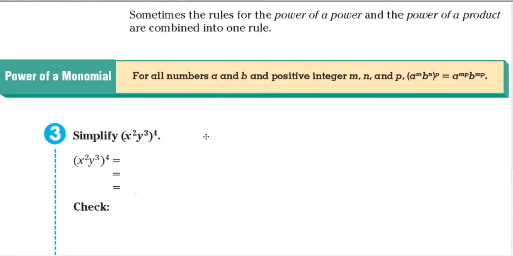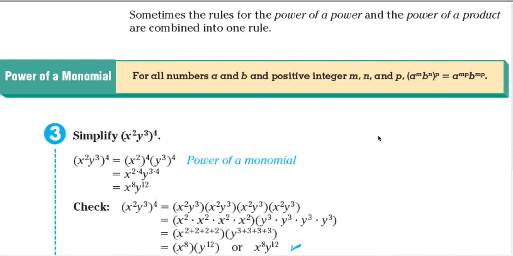Let's take a look at how this works in this example. Let's simplify x squared y cubed, all raised to the fourth. Following this rule, we need to multiply 2 times 4, and then we need to multiply 3 times 4. So you now have x squared raised to the fourth, y cubed raised to the fourth. Again, power of a monomial, the last rule that we had. We simply multiply those two exponents, 2 times 4, 3 times 4, and end up with x to the 8th, y to the 12th power. And let's check our answer.